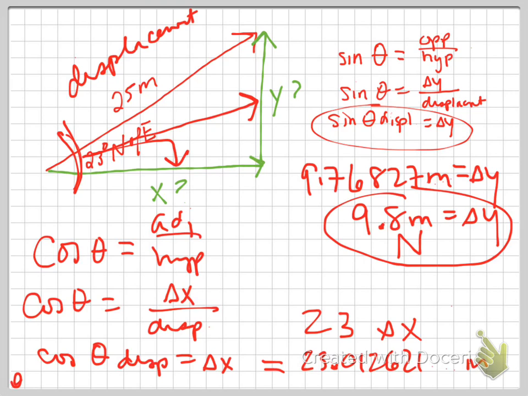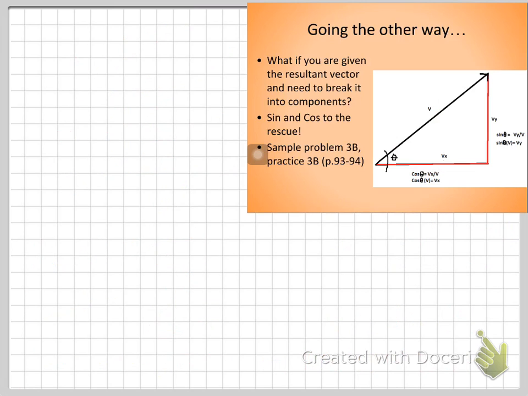So let me clean that up. 23 meters east equals delta x. Okay? When you are given that resultant and asked to break it up, you're pretty much always going to use sine and cosine. The wonderful part of this is that this can be used for anything that's got x and y components. Velocity, displacement, acceleration, force, any of them.